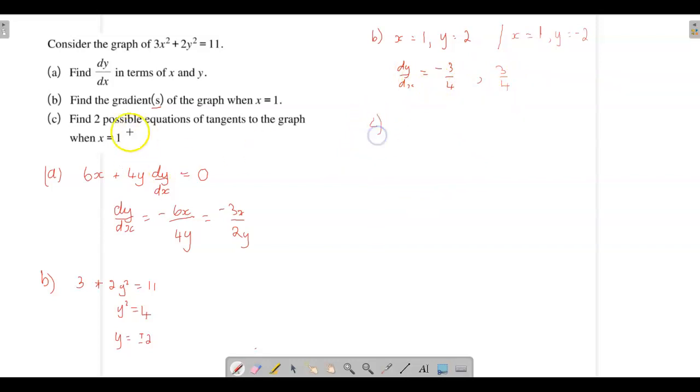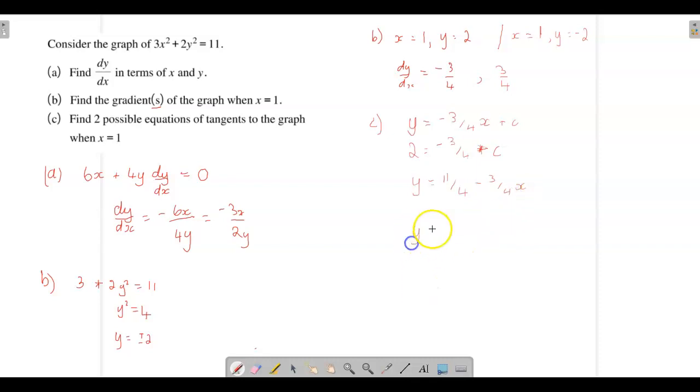Now, find 2 possible equations of tangents. So the first one, I'm going to say that y is -3/4 of x plus c. And I got this gradient using these first 2 coordinates. So I'll put 2 into there, -3/4 plus c, and you can see that I'm just going to add the 3/4 onto both sides, plus c there. So I get y equals, the c value will be 11/4, take away 3/4 of x. So there's my first equation.